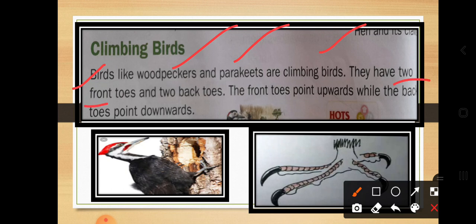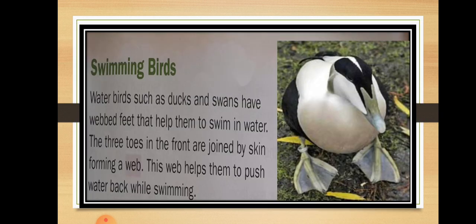They have two front toes and two back toes. Climbing birds have such toes, where the front toes point upwards while the back toes point downwards. So dear students, you can observe here how this woodpecker has front toes as well as two back toes. With the help of such toes, they can easily stand on the tree. So these are the climbing birds.